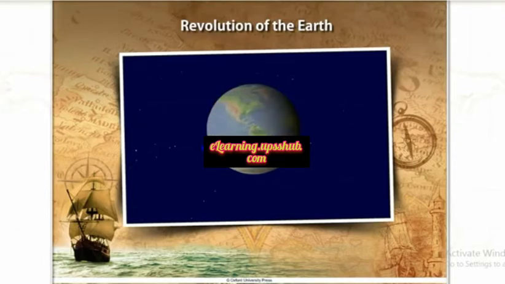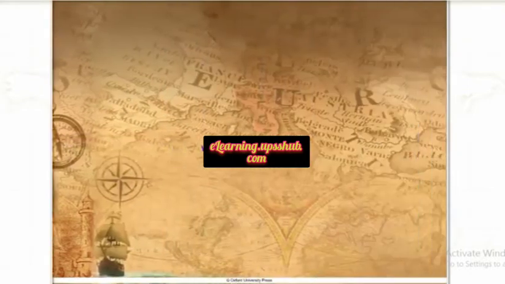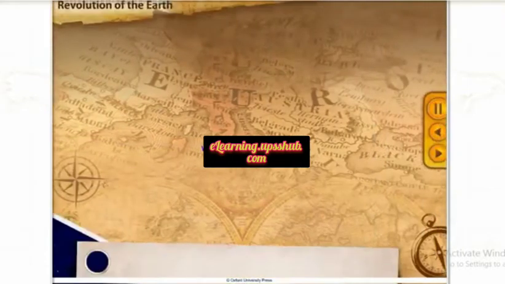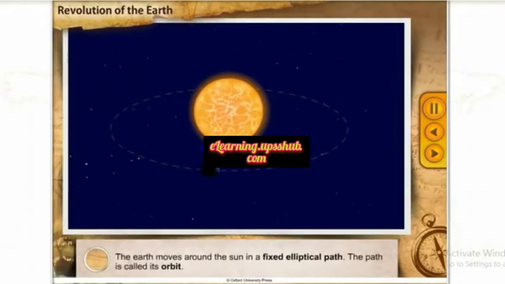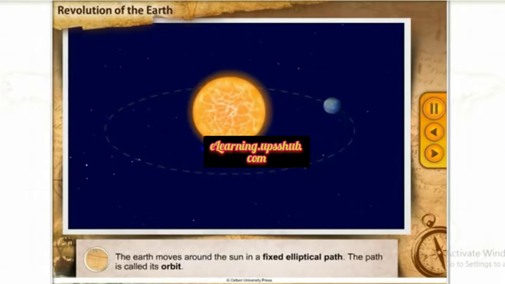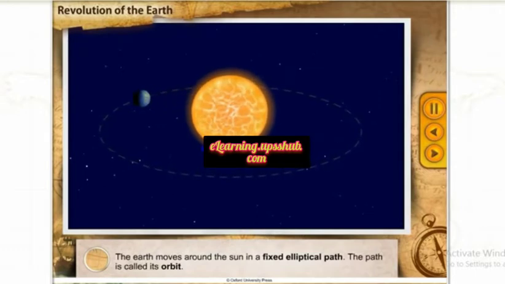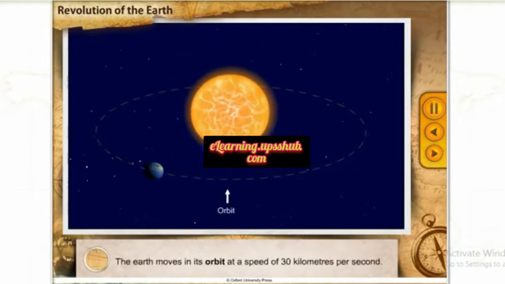In our last lesson, we looked at the rotation of the Earth, but this time we'll be looking at the revolution of the Earth. The rotation of the Earth is different from the revolution of the Earth. The Earth moves around the Sun in a fixed elliptical path, and that path is known as its orbit. And when the Earth rotates around its own axis, that is known as rotation. And we looked at the effects.